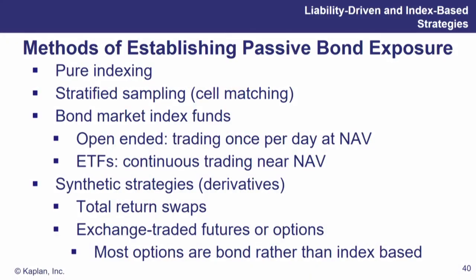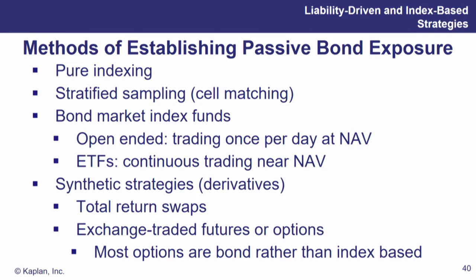What if I do want to go with a passive approach? I just want to match my indexing, pure indexing. Even there, we might need to allow a little practical variation if one of those bonds is not available. If I match the cells, and if I picked the appropriate things to be matching, that could do it. That could be called stratified sampling.